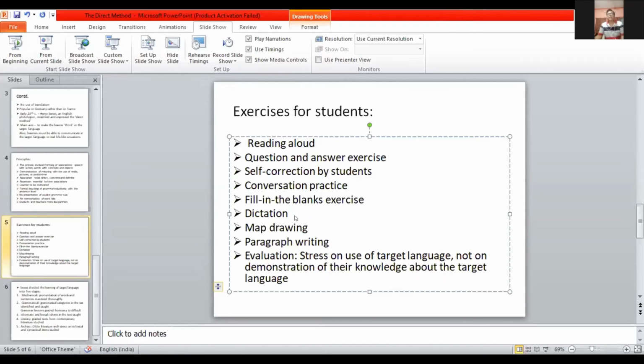So, yeah, please. Sir, I have a question. Sir, do you think that this direct method is suitable for teaching English as a second language? Yeah, actually, we'll be coming to that as we proceed towards this communicative approach and the blended approach and the task-based approach and so many other things.